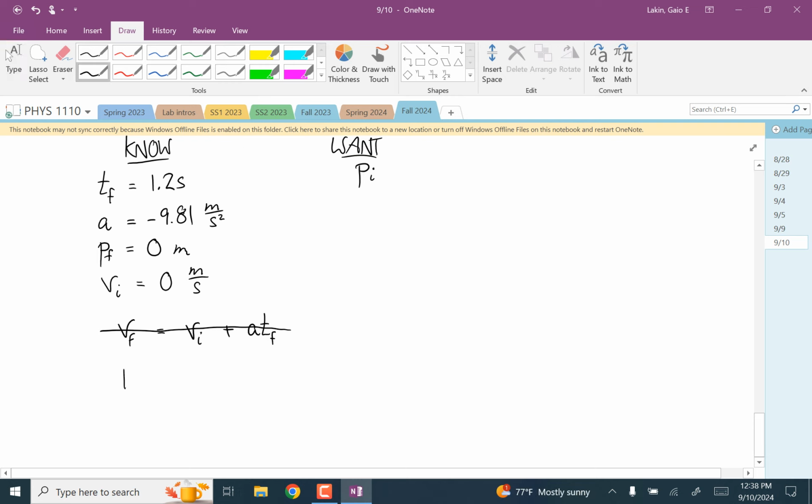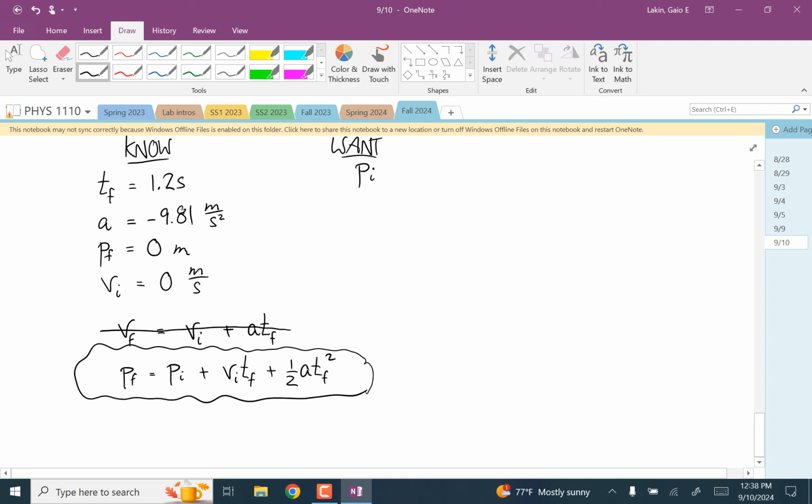How about the second one? The second one says PF is equal to PI plus VITF plus 1/2 ATF squared. Does this one have PI in it? Yes. And now let's go through the other variables. Do we know PF? Yes. Do we know VI? Yes. Do we know TF? Yes. Do we know A? Yep. So this one's going to work.